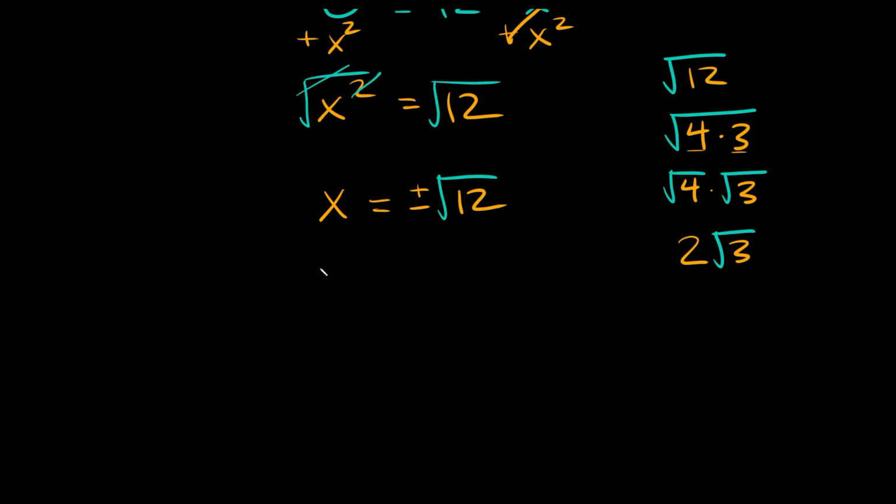So we're going to say that x is equal to plus or minus 2 times the square root of 3. As you can see, we get two answers right here: x is equal to positive 2 root 3 and x is equal to negative 2 root 3.